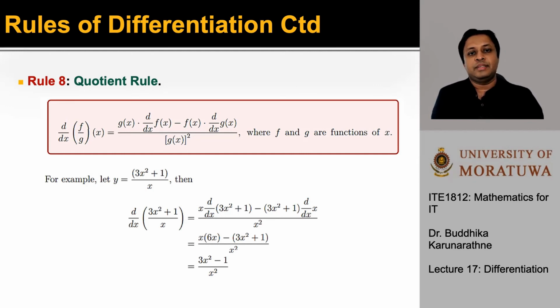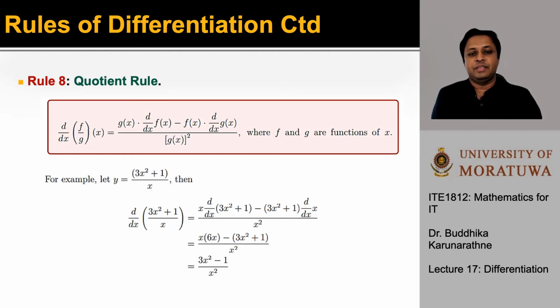Okay, so let's look at an example to get a better understanding. We have y defined as (3x squared plus 1) over x. In this case, you can identify f(x) as the numerator, which is 3x squared plus 1, and g(x) would be x. So when you want to get dy over dx, you have to use the quotient rule of differentiation.